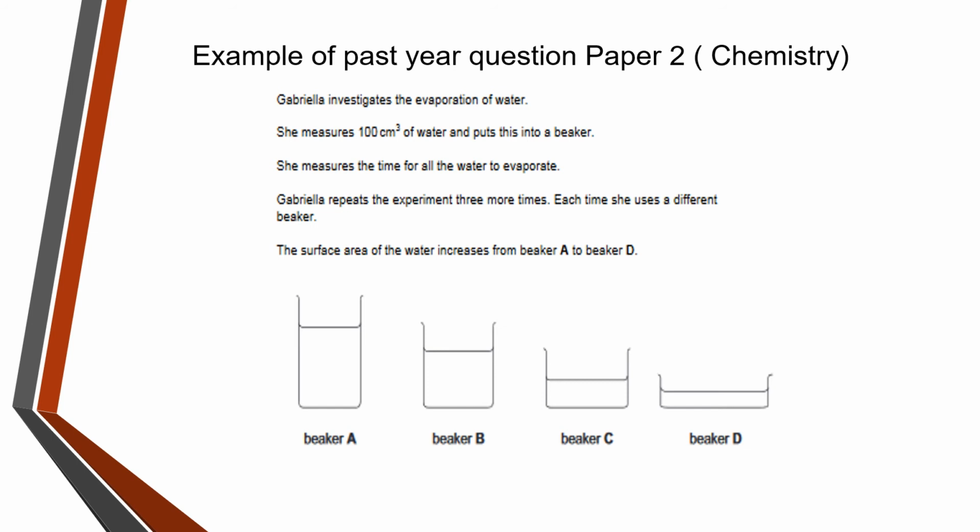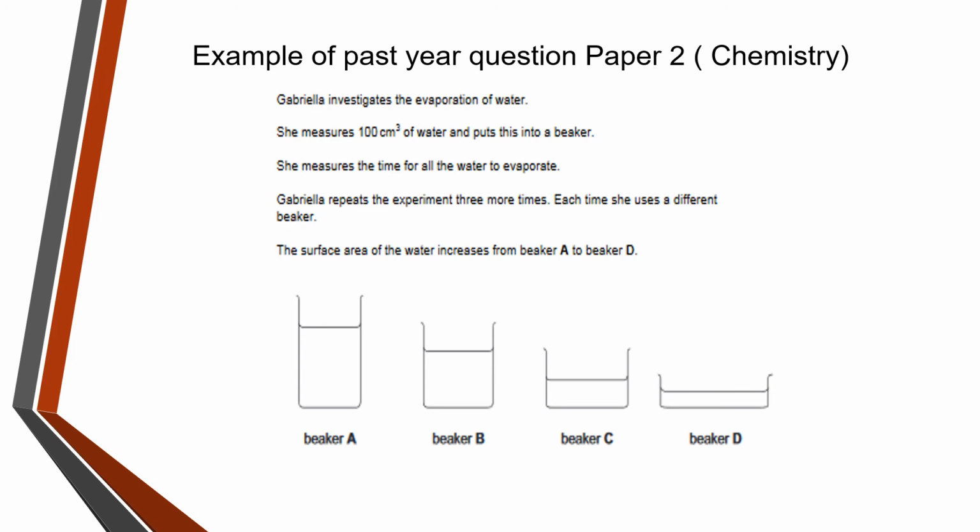Now Gabriella investigates the evaporation of water. She measures 100 centimeter cube of water and puts this into a beaker. And then she measures the time for all the water to evaporate. Gabriella repeats the experiment 3 more times. Each time she uses a different beaker. The surface area of water increases from beaker A to beaker D.